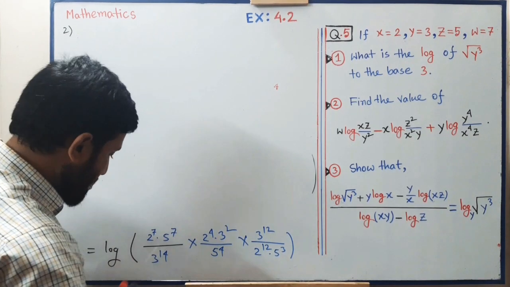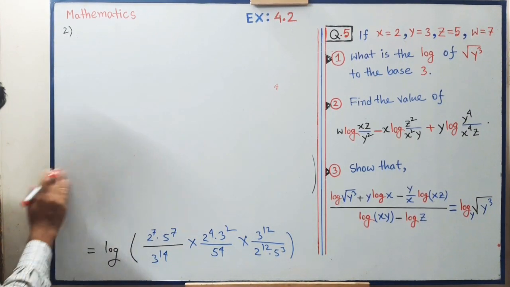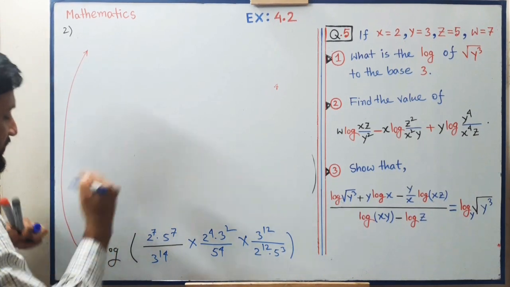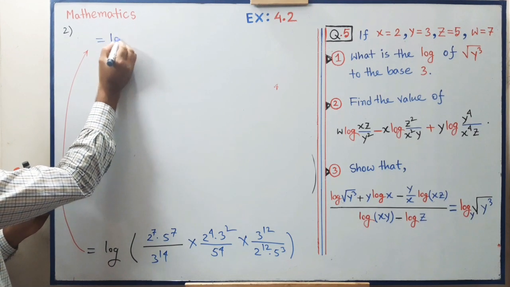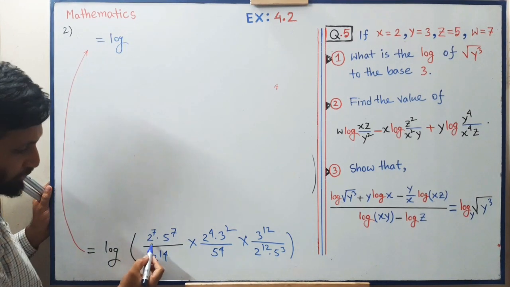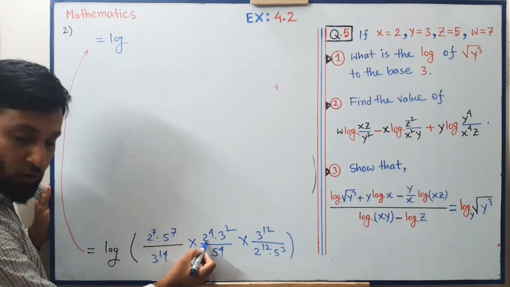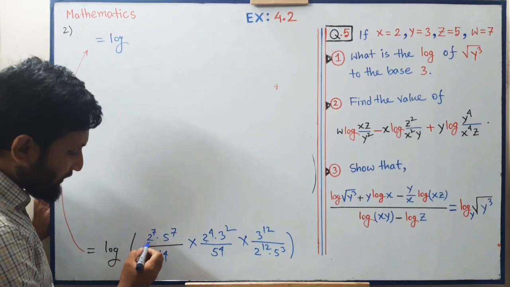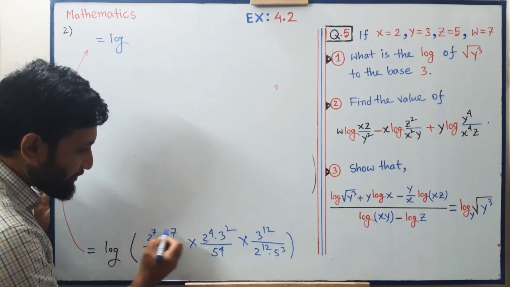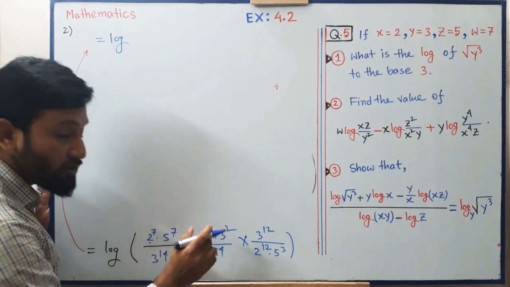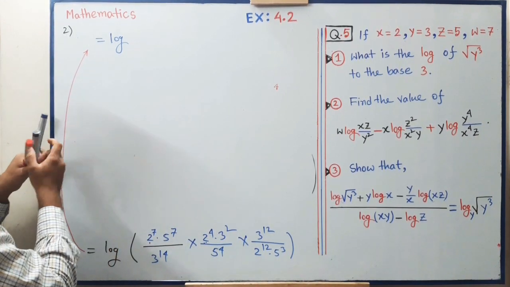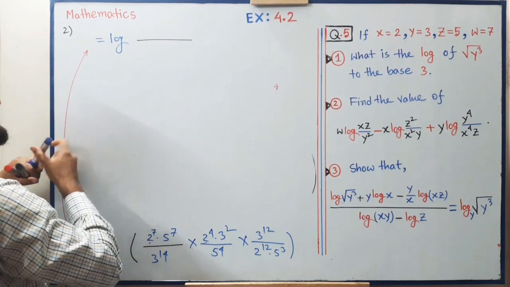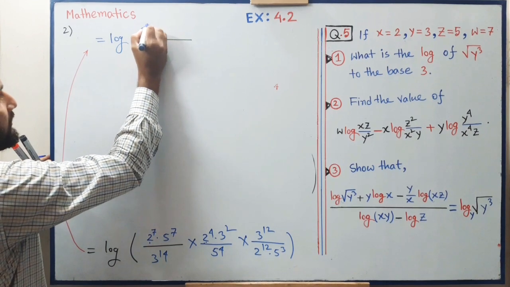Okay, now follow the next calculation here. In the next line we can write equal log. Here see that 2 to the power 7 and 2 to the power 4, the same base, and the powers are added. The base is 2 and 2, so the power is 7 plus 4, that is 11. So I can write 2 to the power 11.